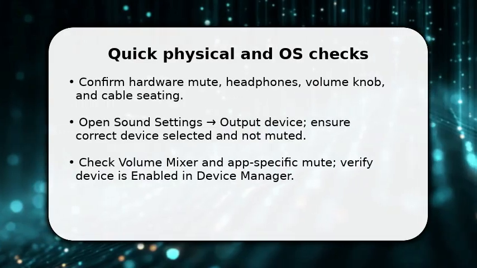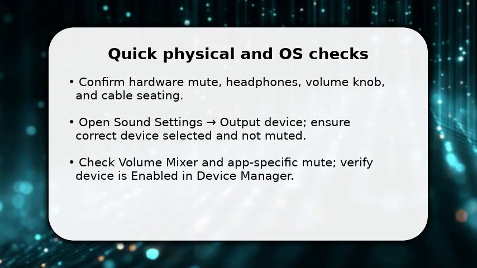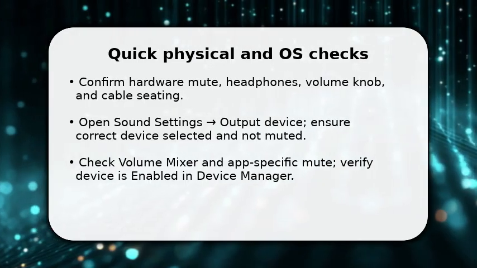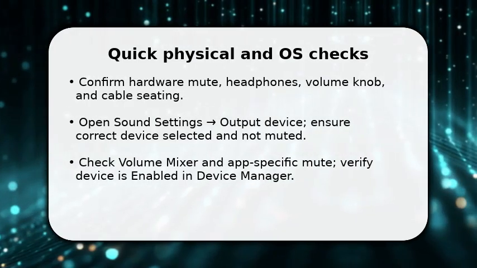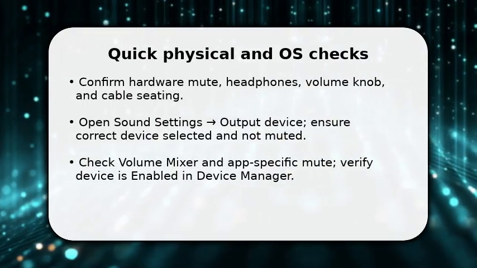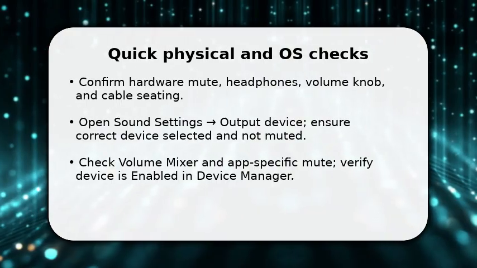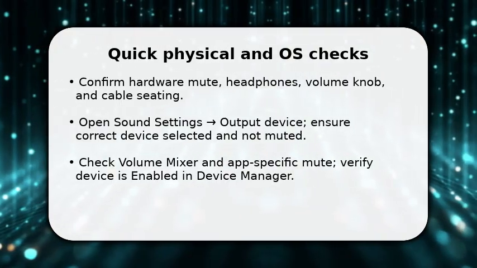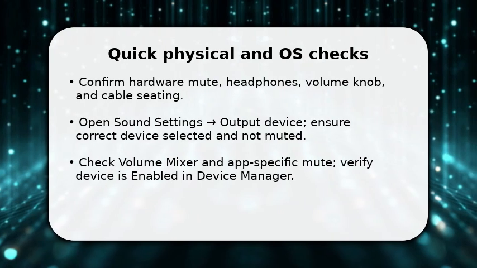Next, open your system sound settings and pick the correct output device. Make sure it isn't muted and that app volumes are up in the volume mixer. Once done, open Device Manager, look under Sound, Video, and Game Controllers, and confirm the device is present and enabled so software can control it.